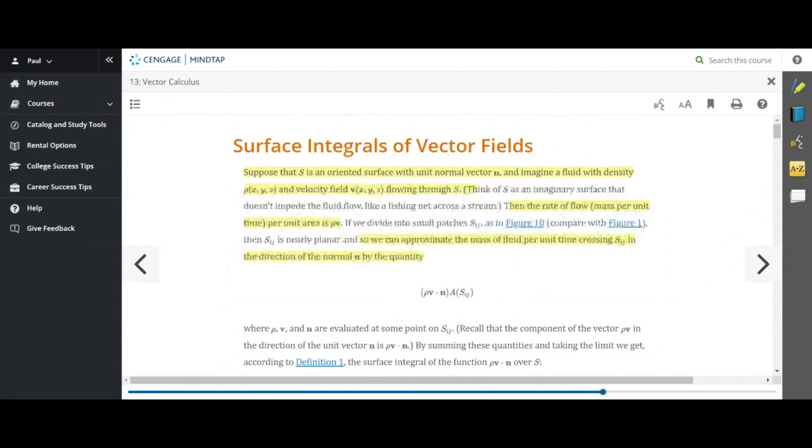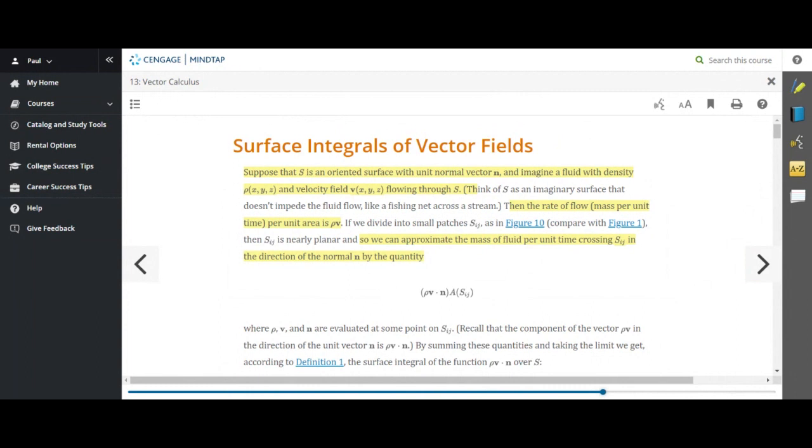Imagine a fluid with some density and velocity. The density changes from point to point in the fluid, and the velocity changes from point to point, like a current in the sea or something. Think of S as an imaginary surface that doesn't impede fluid flow, like a fishing net across a stream.